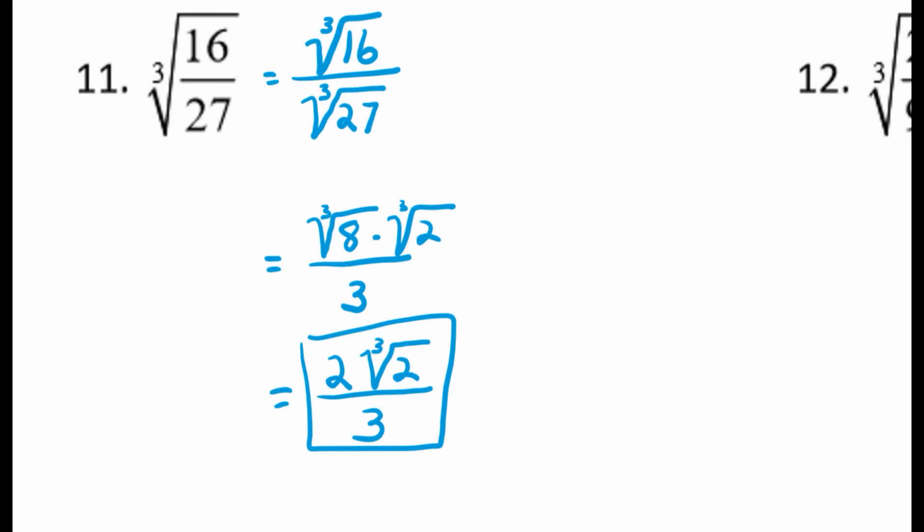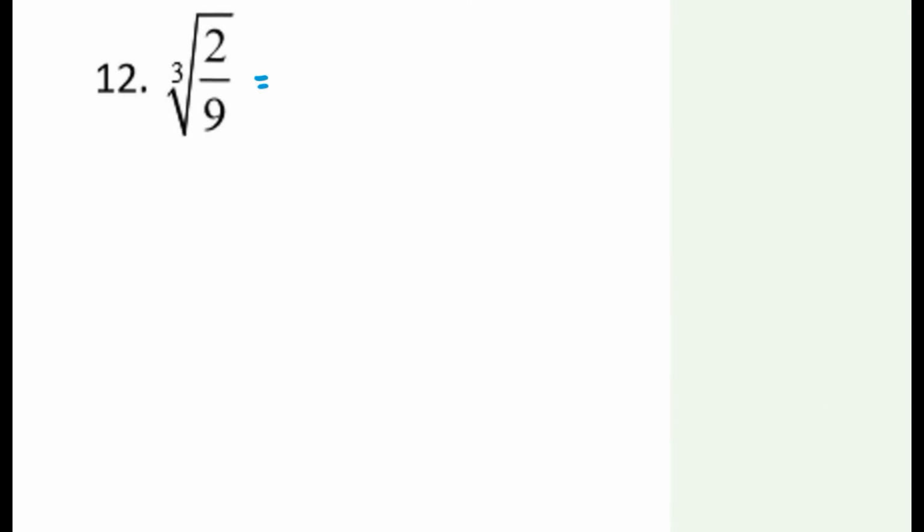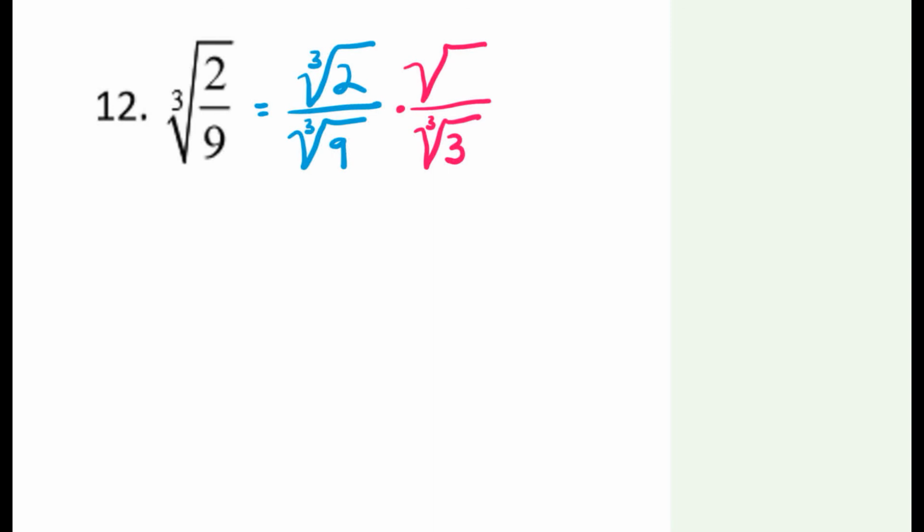All right, so this one really is rationalizing the denominator. I will separate this again into the cube root of 2 over the cube root of 9. 9 is not a perfect cube, so I want to think about what could I multiply 9 by to get to a perfect cube. Well, 27 is a perfect cube, and if I multiply 9 times 3, I'm going to get 27. So I want to multiply the denominator by the cube root of 3, which means that I would also multiply the numerator by the cube root of 3.